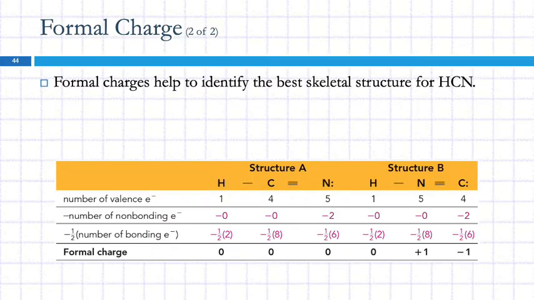So let's look at this. So that's the way the book does it. If you like that, go right ahead. So I'm going to draw these structures out. So that's structure A.